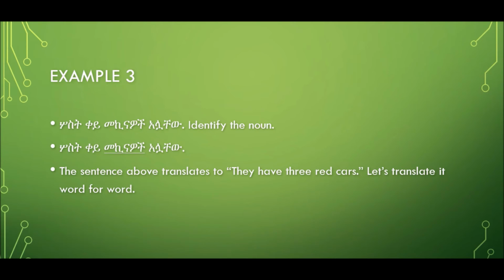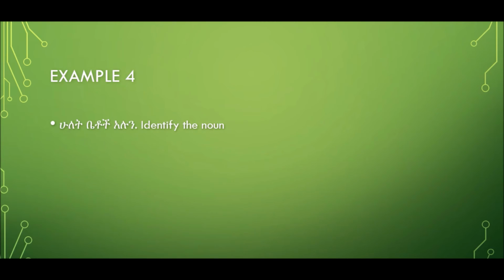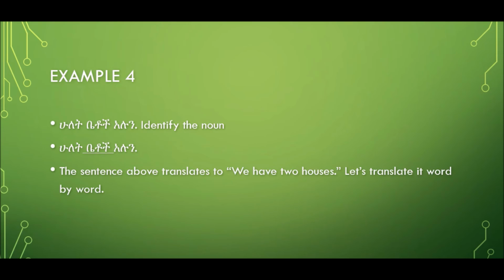Let's translate it word for word. ሶስት is 3. ቀይ is red, if you remember from our colors video. መኪናዎች is cars. አሏቸው is they have. Make sure you're paying attention to the sentence structure. The 4th example we have reads ሁለት ቤቶች አሉን. Take a minute to identify the noun of this sentence. If you said ቤቶች, you are correct. The sentence above translates to we have 2 houses.